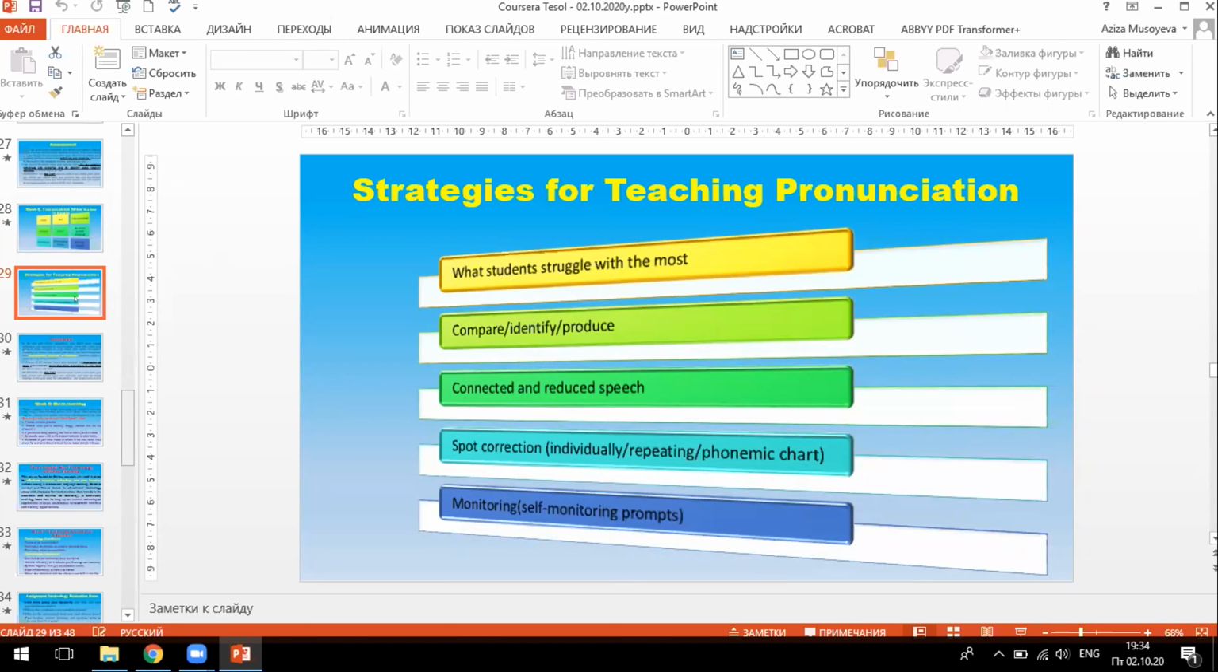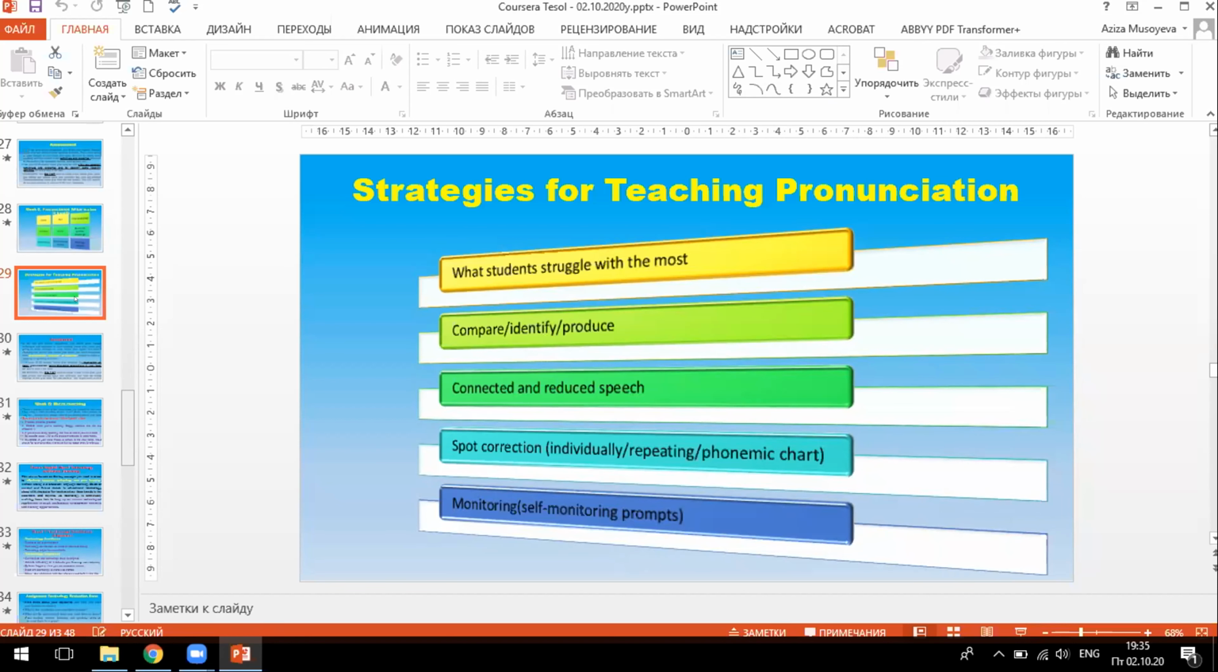And also they talked about connected and reduced speech and spot correction. He said spot correction should be more individual, and also you need to repeat these words if they have difficulty, and you can also bring a phonemic chart and put it in the classroom so they can see it, and when they have difficulties or mistakes, then you can show them.